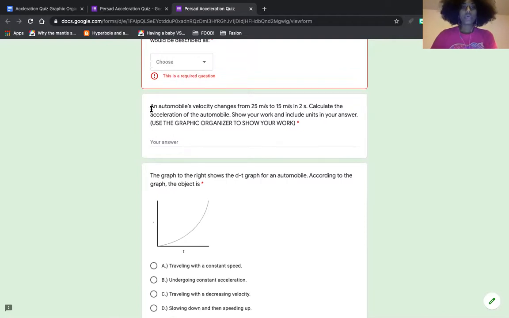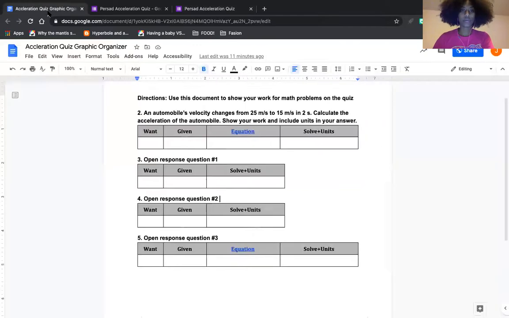Question 2. An automobile's velocity changes from 25 meters per second to 15 meters per second in 2 seconds. Calculate the acceleration of the automobile. Check your work and include units in your answer. Use the graphic organizer to show your work. This is the graphic organizer, number 2.